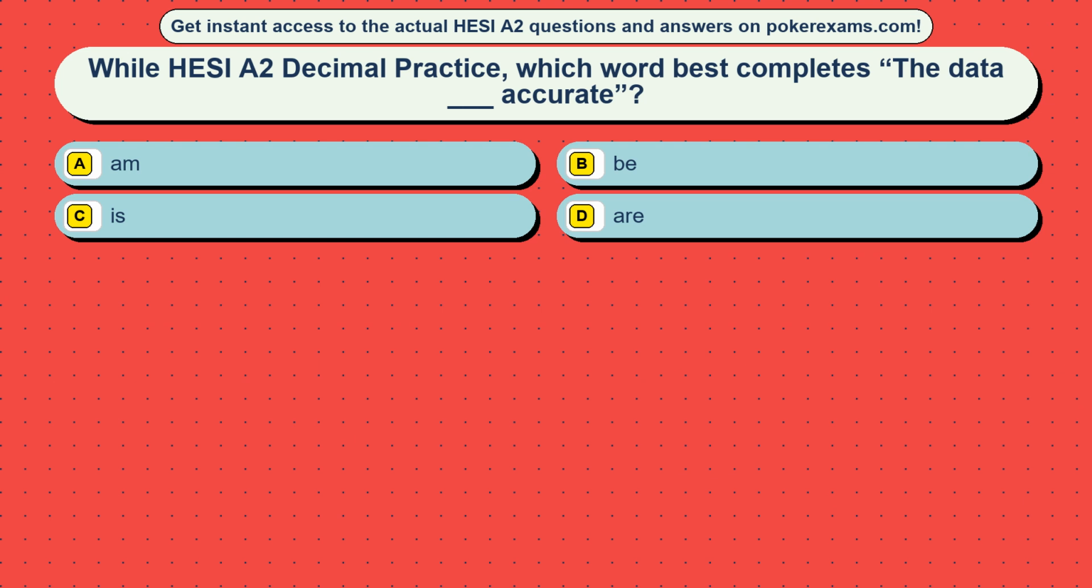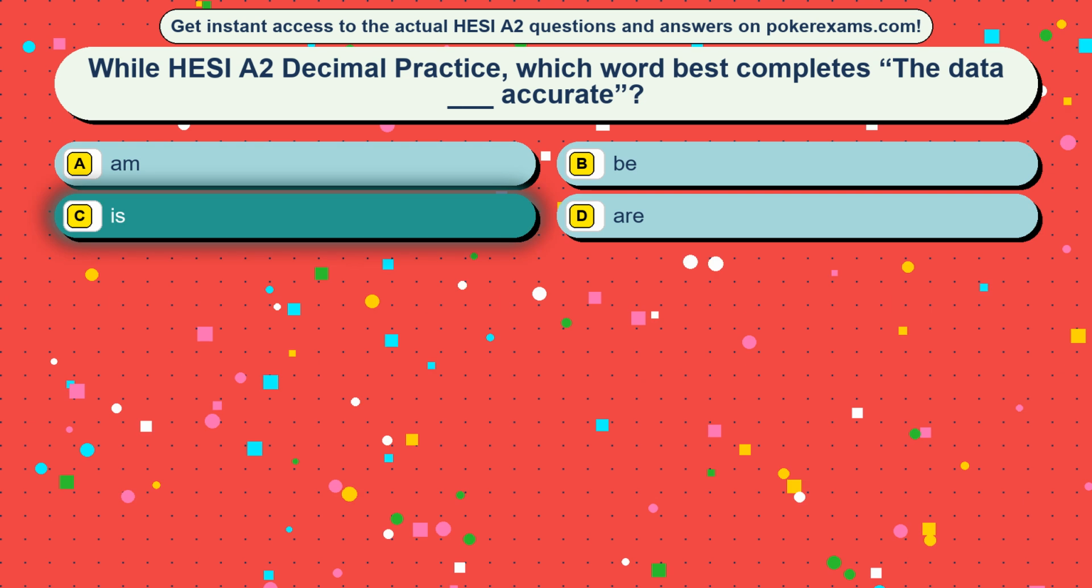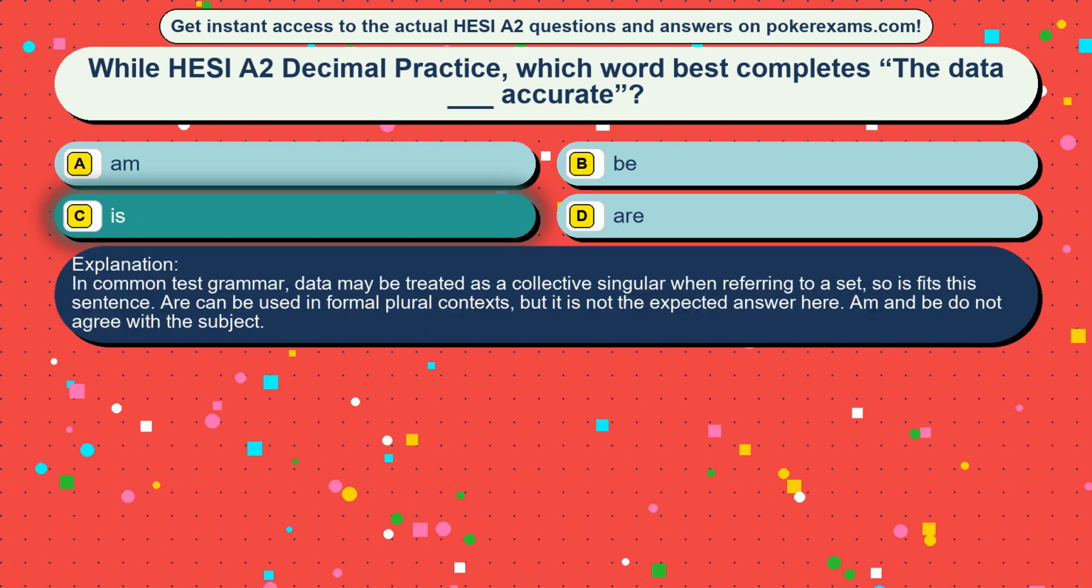Question 47. While HESI A2 decimal practice, which word best completes the sentence: the data blank accurate? Option A, them. Option B, be. Option C, is. Option D, are. The correct answer is option C, is. In common test grammar, data may be treated as a collective singular when referring to a set, so is fits this sentence. Are can be used in formal plural contexts, but it is not the expected answer here. A and B do not agree with the subject.